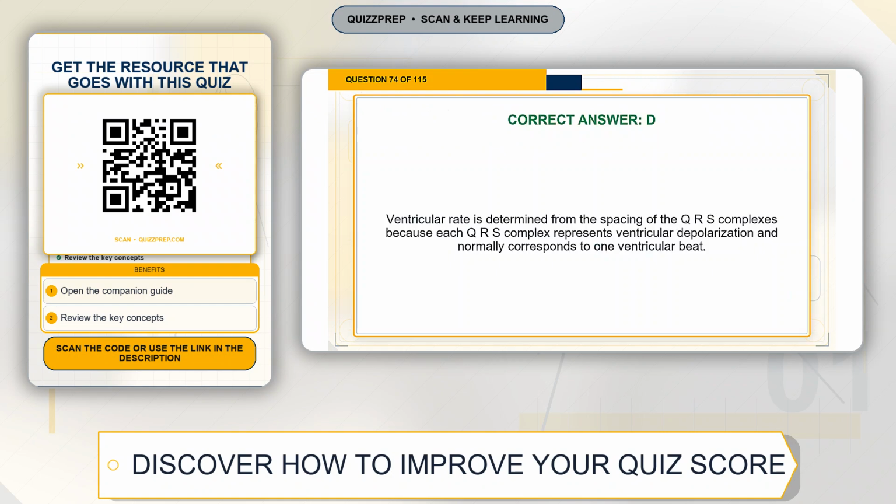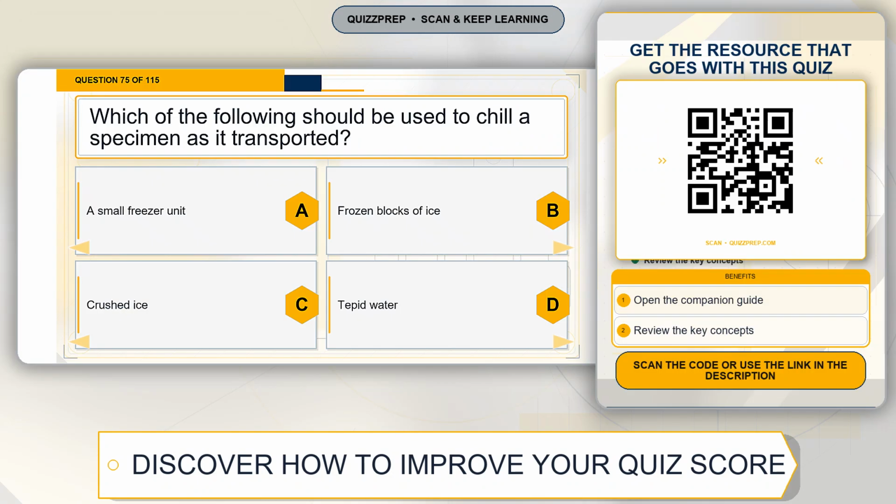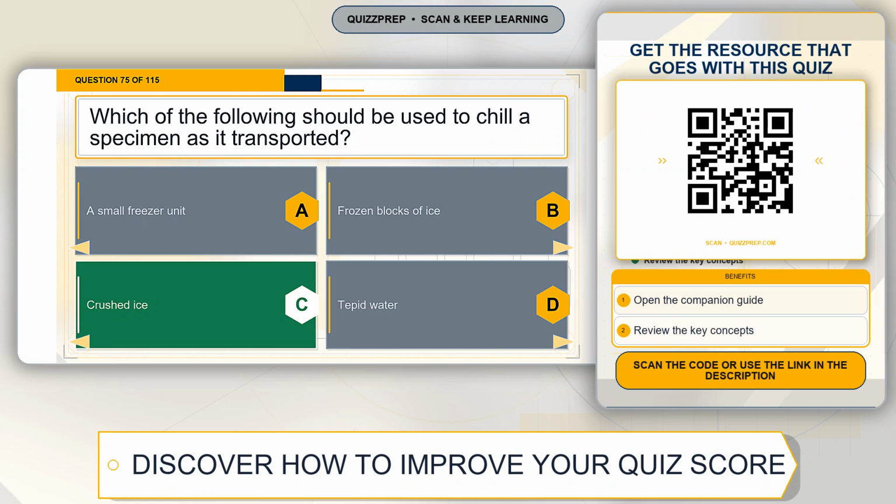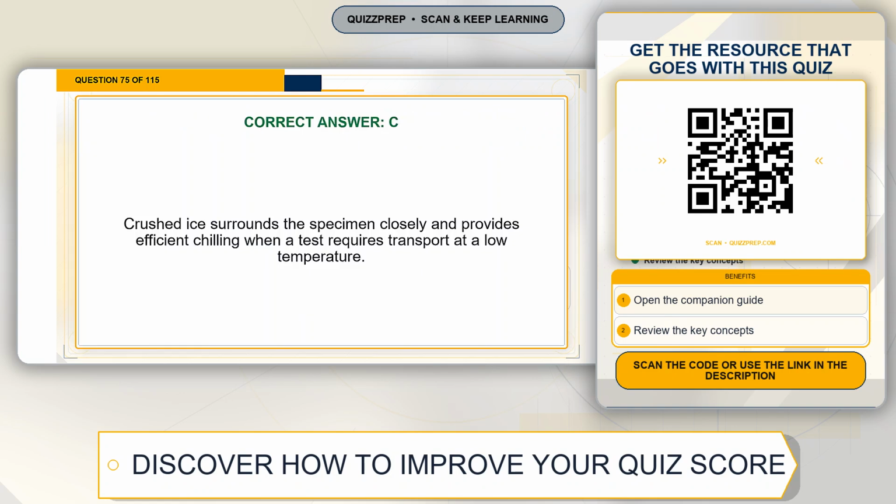Explanation. Ventricular rate is determined from the spacing of the QRS complexes because each QRS complex represents ventricular depolarization and normally corresponds to one ventricular beat. Question 75. Which of the following should be used to chill a specimen as it is transported? Option A, a small freezer unit. Option B, frozen blocks of ice. Option C, crushed ice. Option D, tepid water. The correct answer is option C, crushed ice. Explanation. Crushed ice surrounds the specimen closely and provides efficient chilling when a test requires transport at a low temperature.